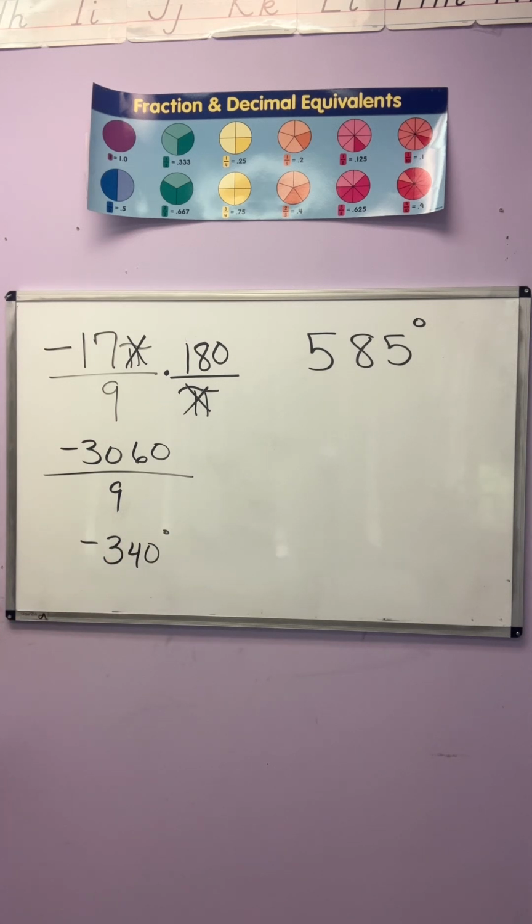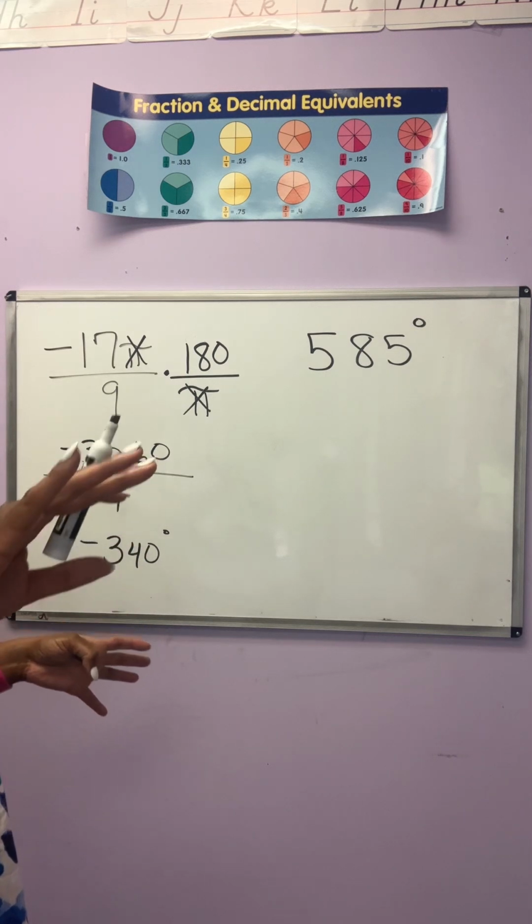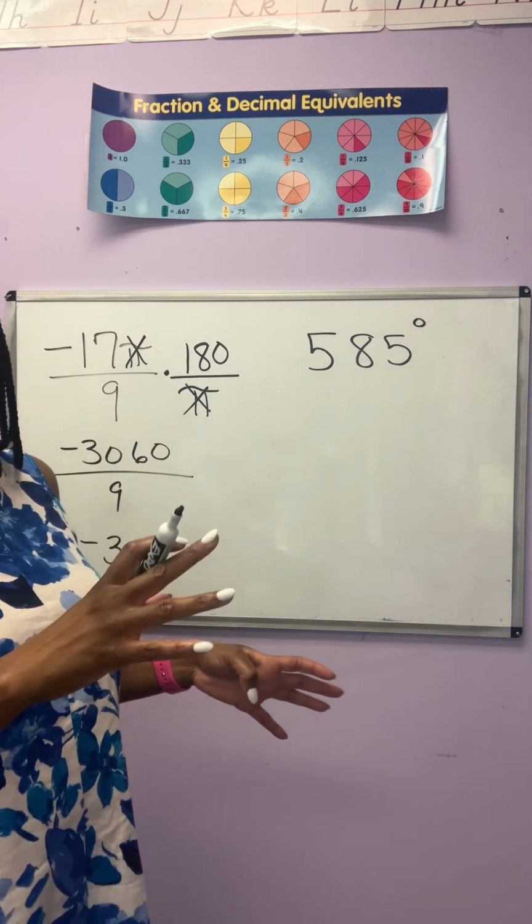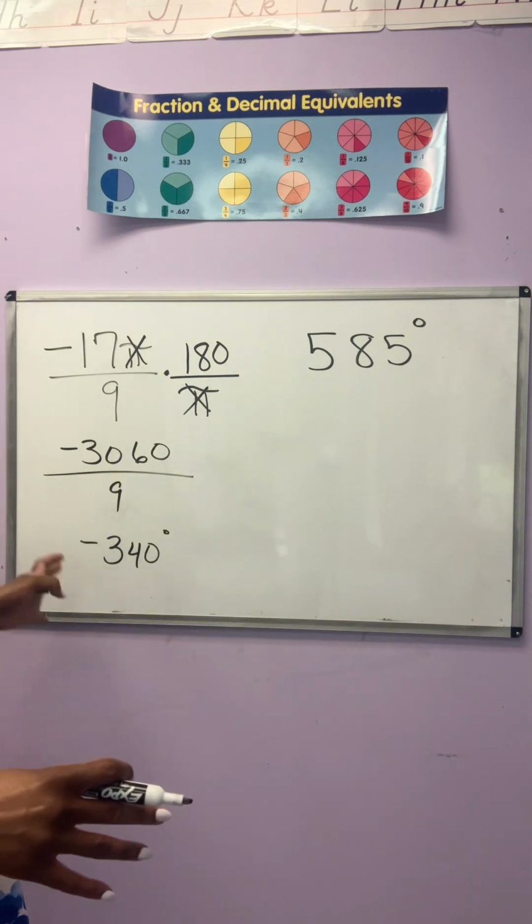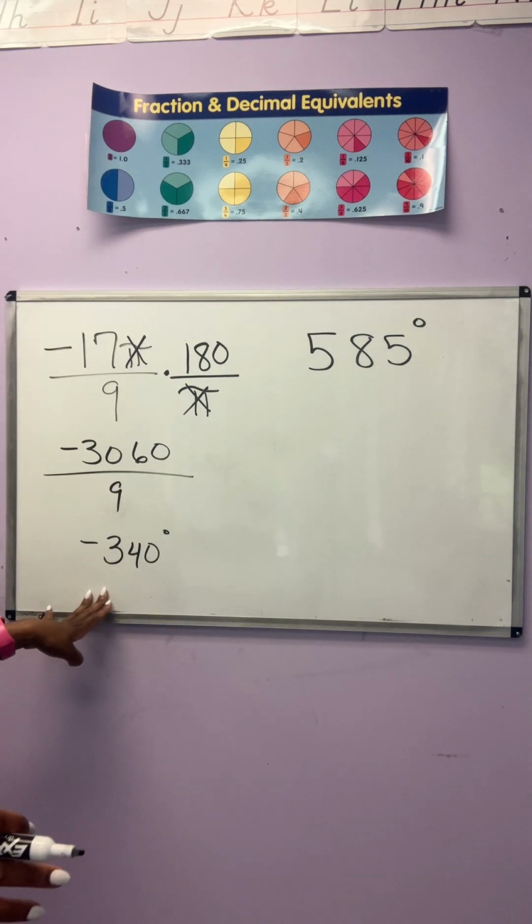And when the degrees are negative, and we'll talk more about this a little bit, but it just means that you're going to go in a different direction. So you're going clockwise on the unit circle when it's negative degrees.